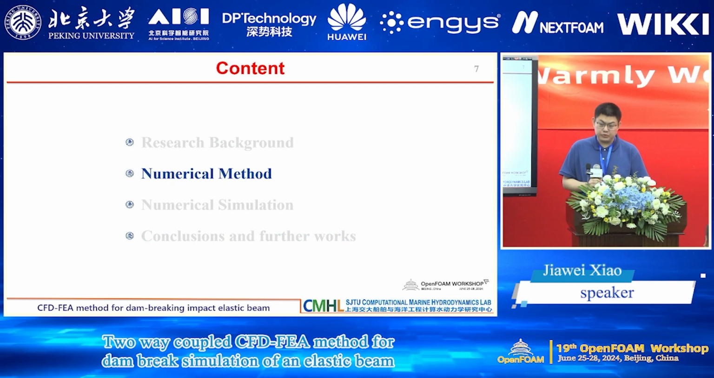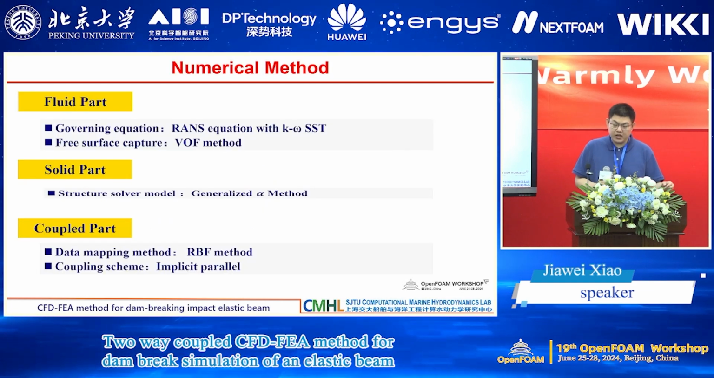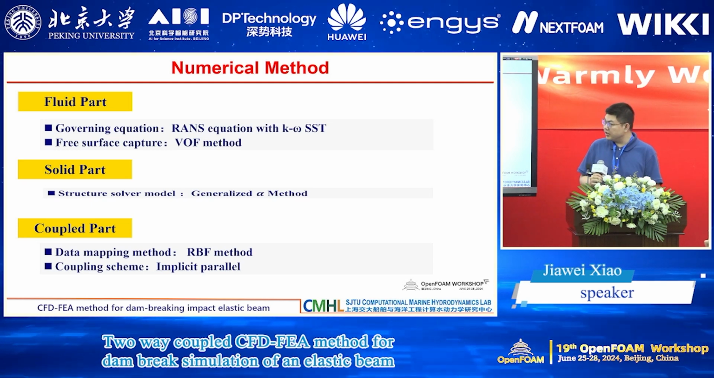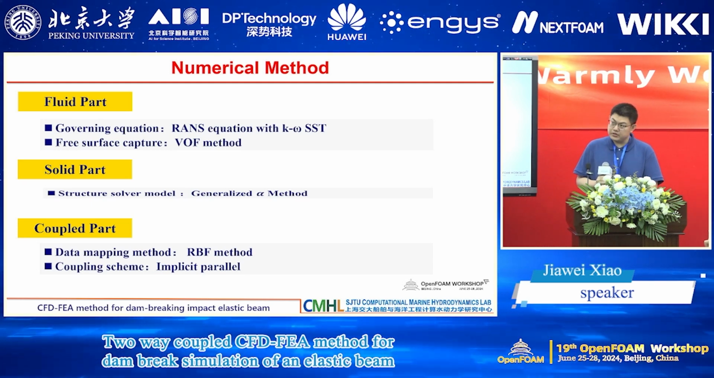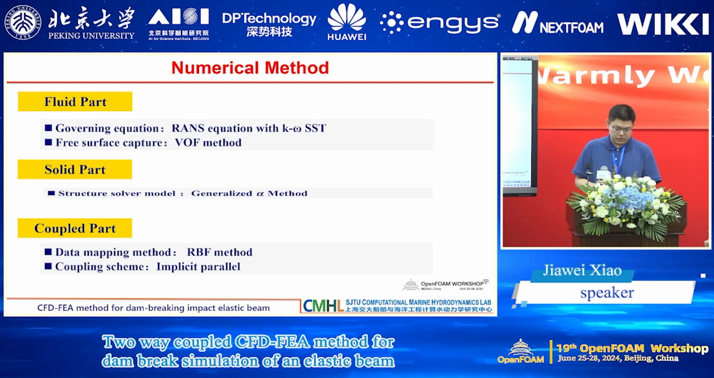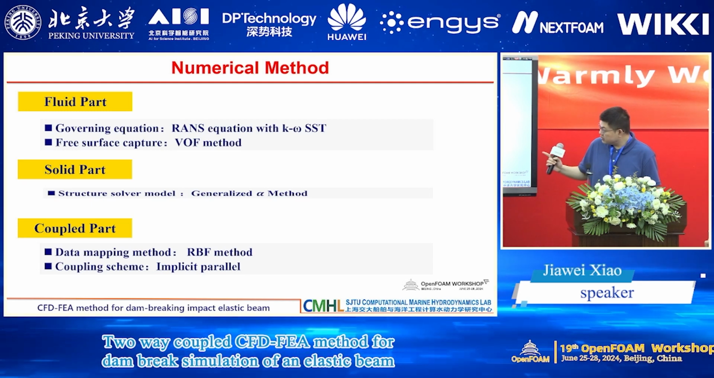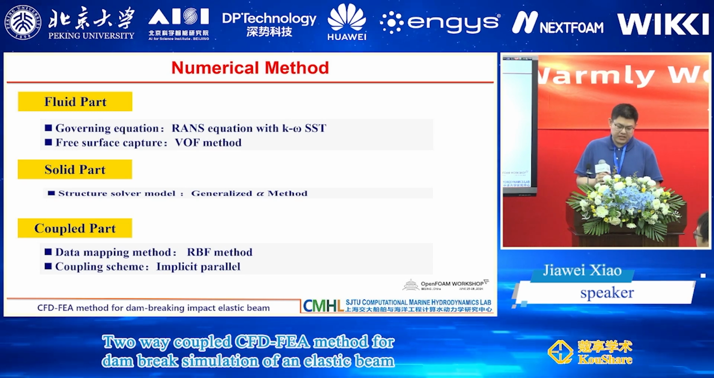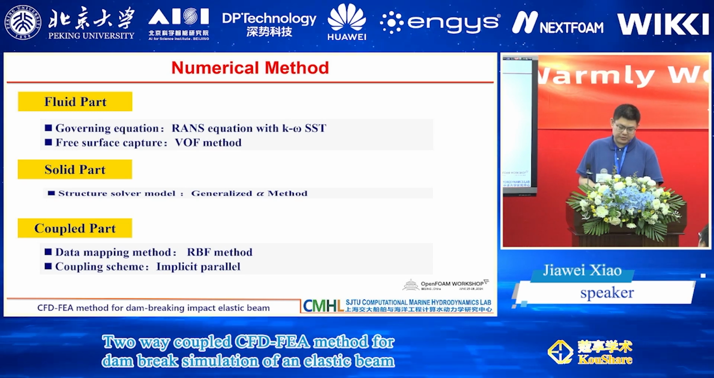And we come to the numerical method. In the fluid part, we solved the Reynolds-averaged NS equation with the K-omega SST turbulence model. And for the free surface, we used the VOF method with artificial compression to capture the free surface.